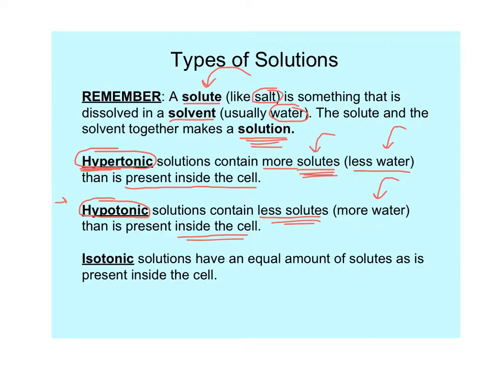And the last type of solution is called isotonic. And that has an equal amount of solutes that is present inside the cell. So hypertonic has more solutes outside the cell, but less water. Hypotonic has less solutes, but it'll have a higher percentage of water. And isotonic has an equal amount of solutes outside the cell versus inside the cell.